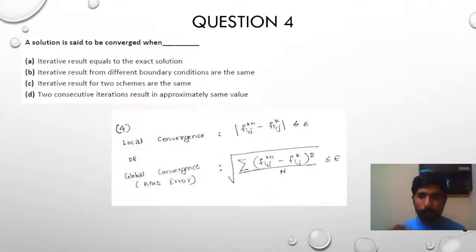I hope that you have understood. Mainly what we do as CFD people, this is just my personal experience, we calculate the local convergence only. Most of the cases, we check at every grid point, and then we take the maximum of the difference of error. For one grid point, you will have error something like 0.01, for the second grid point you will have 0.02. Whatever is maximum we will take, and we will check whether it is less than epsilon.